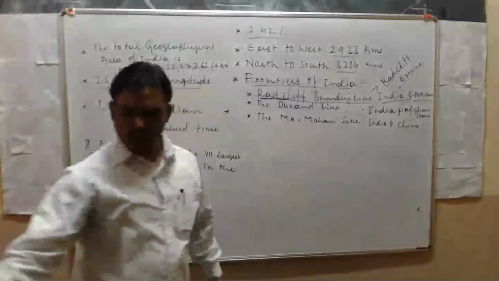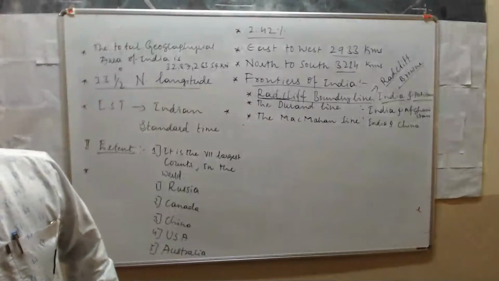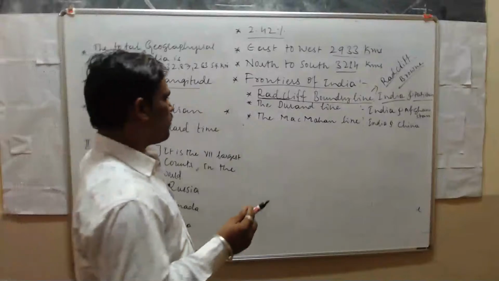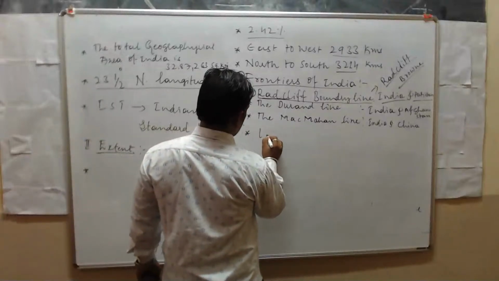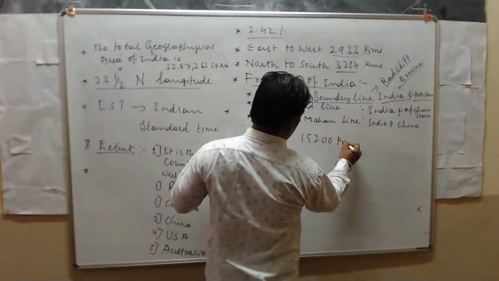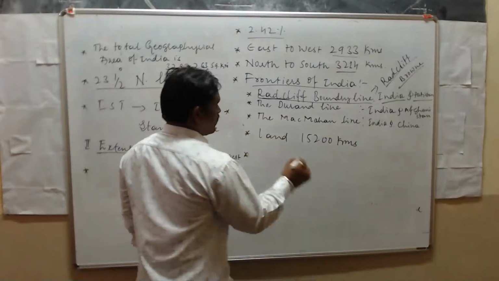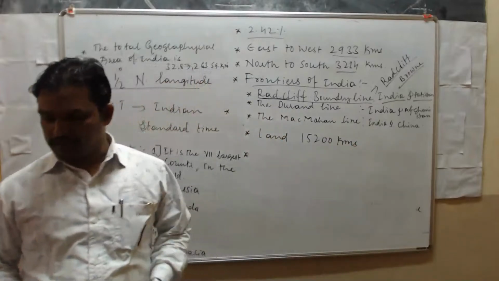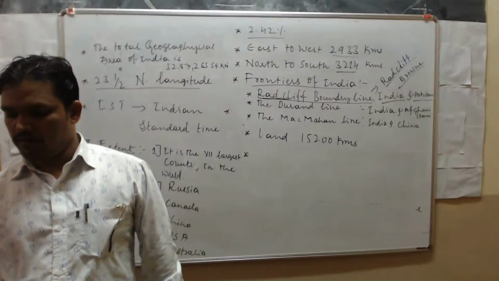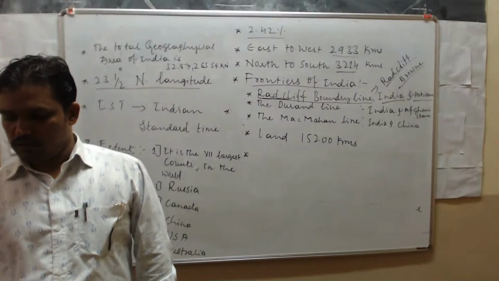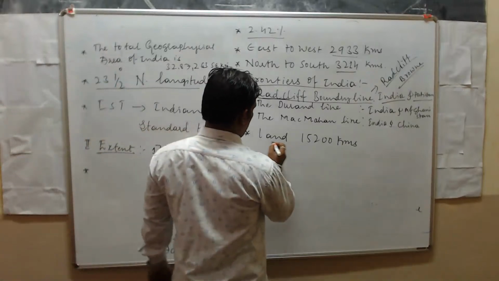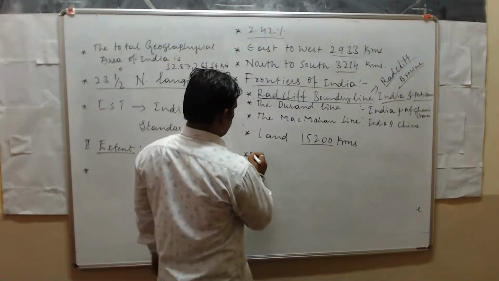And some other parts are there here. The total land frontier of India is 15,200 kilometers. Including Andaman and Nicobar Islands, the mainland of India has water frontiers of about 6,100 kilometers. That is, land frontier is 15,200 kilometers.